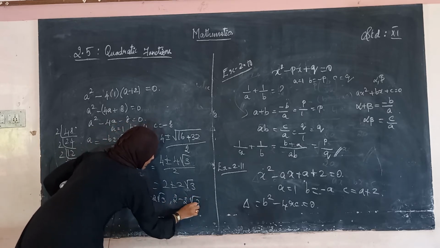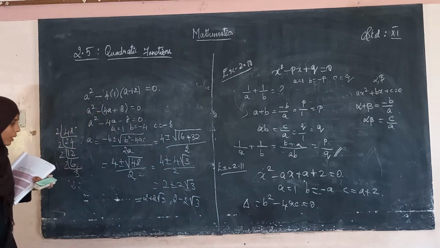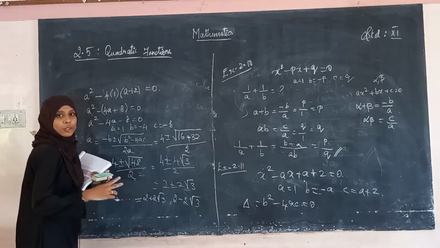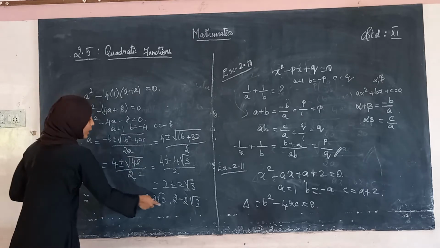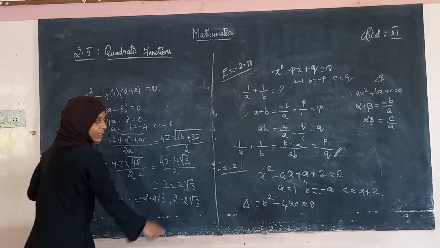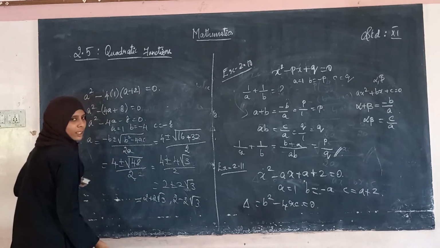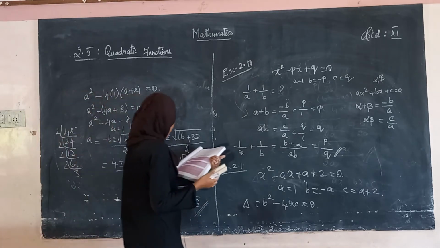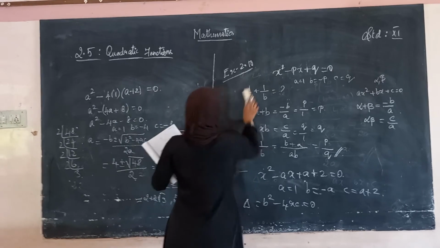In your book they have given 2 plus root 12, right? So, this 2 they haven't taken outside. If you take this inside, it becomes 2 into 2, that is 4 into 3. So, 2 plus root 12, 2 minus root 12. So, both answers are correct. Okay, this is the solution set. Now, example 2.12.